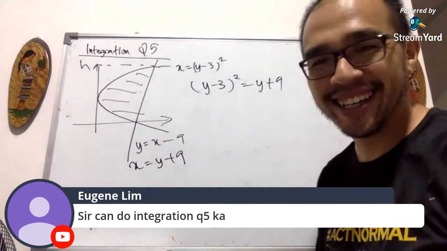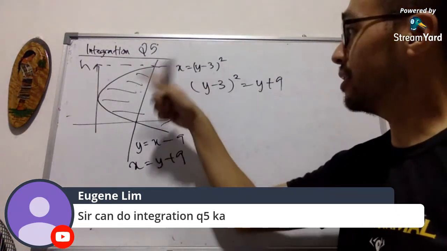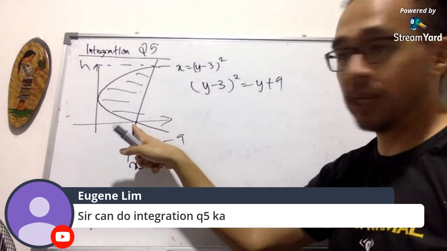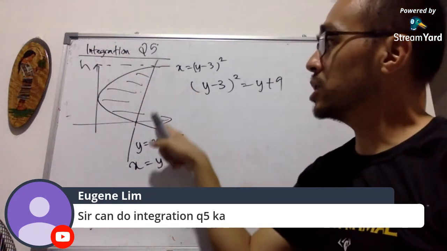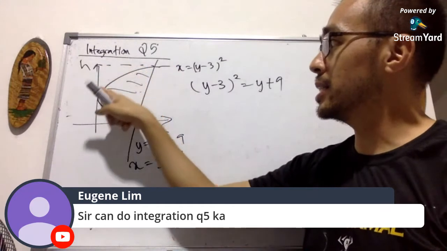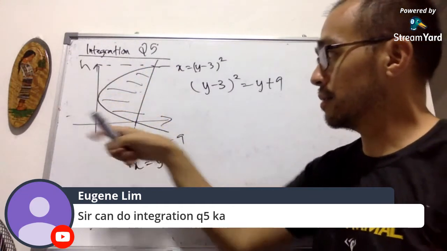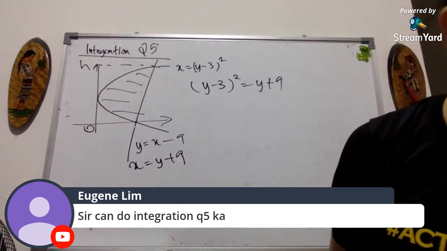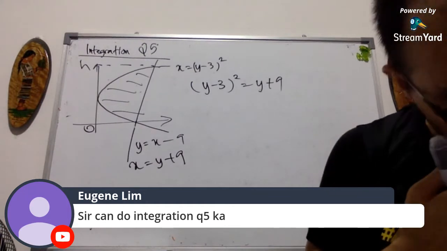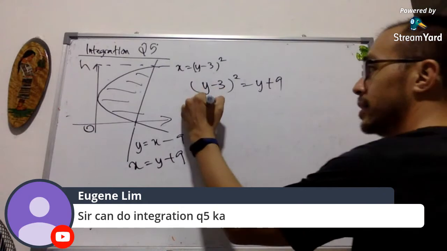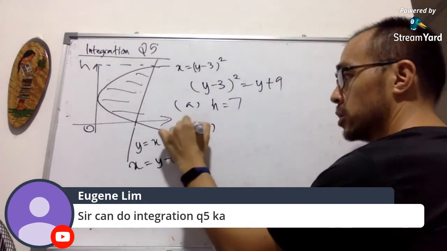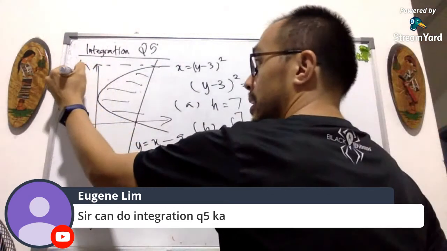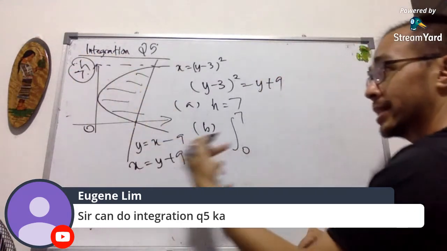Okay, B, yeah, B is the area of the shaded region. Once you have this coordinate, you can find this coordinate. Then this coordinate will be this trapezium shape, minus this integration from 0 all the way to whatever the value of h is. Let me see if I have the answer for this on question 5. Okay, so question 5, they'll give you the answer h equals 7. So B will be the integration from 0 to 7.